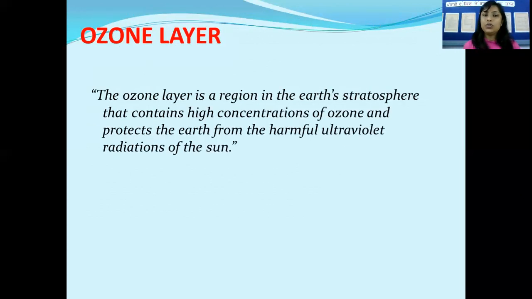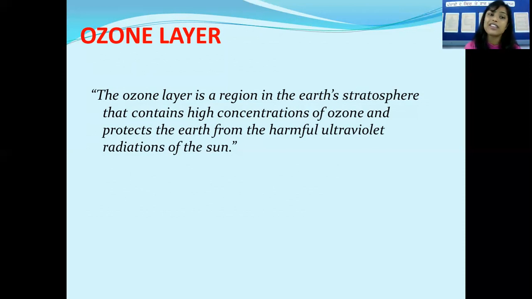Now we are going to discuss ozone layer depletion. Before discussing what ozone layer depletion is, we are going to look at what the ozone layer is. So the ozone layer is a region in the Earth's stratosphere. See, there are many layers of the atmosphere, right? The exosphere, stratosphere, troposphere, and all these, right? So the ozone layer is found in the stratosphere.